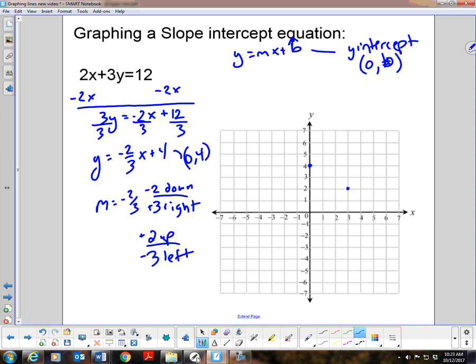2 down, 1, 2, 3 to the right. There we go. And then 2 up, 1, 2, and 3 left. Notice I caught myself there real quick because I knew a negative slope line has to go down to the right. All right, and there's graphing with slope-intercept form. I would say the biggest issue with slope-intercept form is making sure you solve your equation for y correctly. If you mess up there, you're never going to have your graph right.